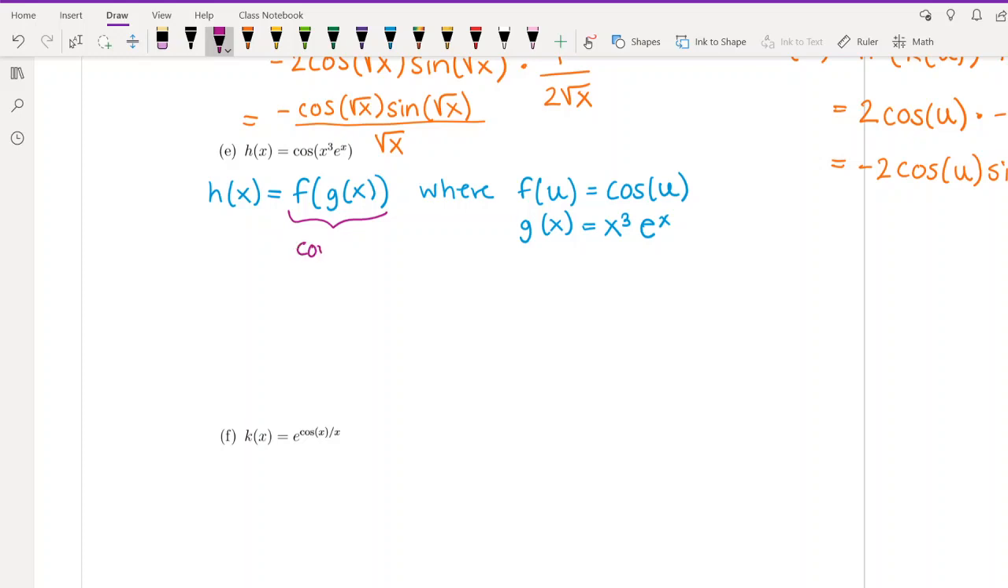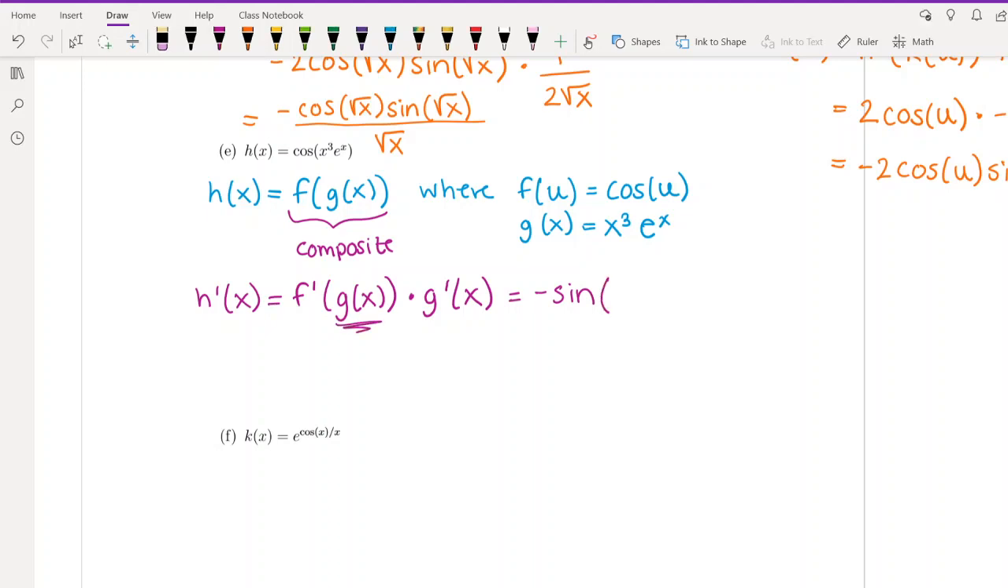So this is a composite function. And so that tells us we want to start with the chain rule. So the first part of this derivative is going to be, again, f prime of g of x times g prime of x. And so what is f prime of u? Well, f prime of u would be negative sine of u, but we want to put back inside our original input, right, g of x. So it should be negative sine of x cubed times e to the x.